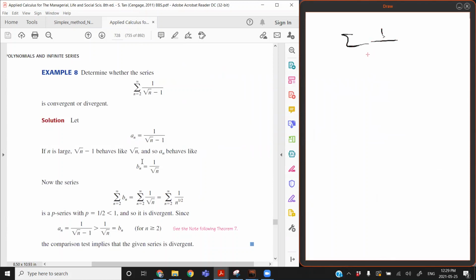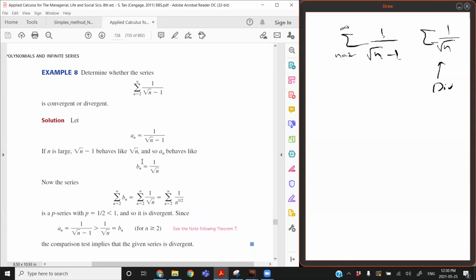Sigma 1 over root n minus 1, n from 2 to infinity. The series I need to create for the comparison, just think about the dominant term. That minus 1 here doesn't matter. So I would compare this with 1 over root n, which is a p-series where p is 1/2. So it is going to be divergent, because for any situation where p is less than or equal to 1, the p-series is divergent. So this one here is divergent.